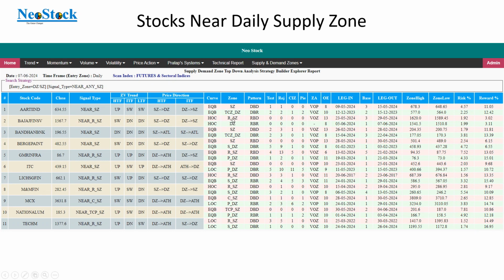Bajaj Finserv, Financial Services. This is a high liquidity supply zone, and then we have GMR Infra, and then LIC Housing Finance, and then Mahindra and Mahindra Finance. MCX is already pierced, so we don't focus on this. And National Aluminium. We have already fine-tuned this zone earlier in the previous video, so once again it is listed. And Tech Mahindra is listed. These are all the daily high liquidity supply zones.